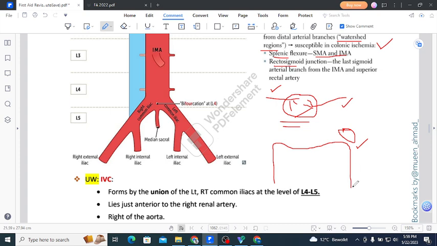The rectosigmoid junction, which is present like over here, this is the sigmoid colon, and then we have the rectum. This is the sigmoid colon, and then the rectum is present over here. So this rectosigmoid junction is supplied by the last sigmoid arterial branch of the inferior mesenteric artery and the superior rectal artery.